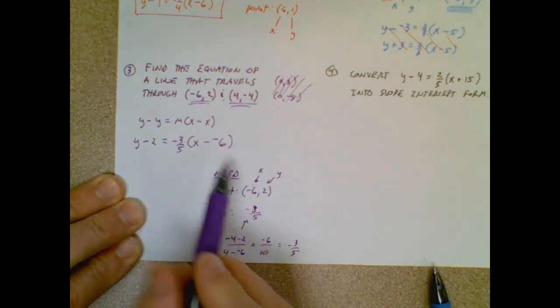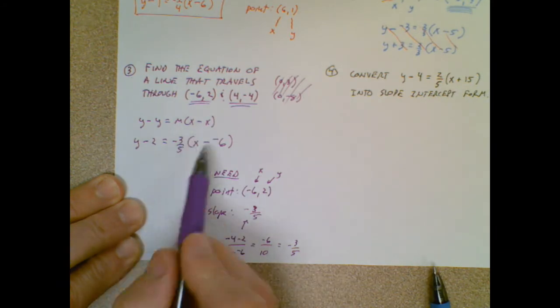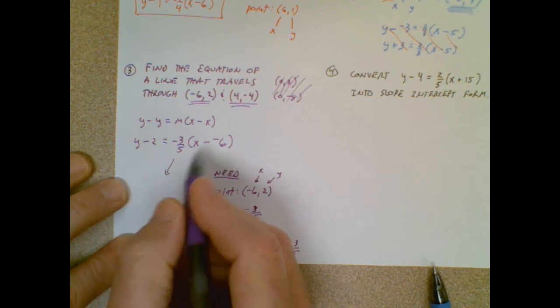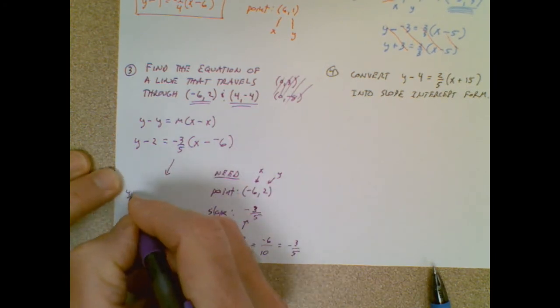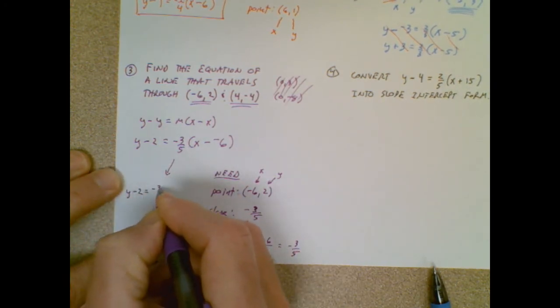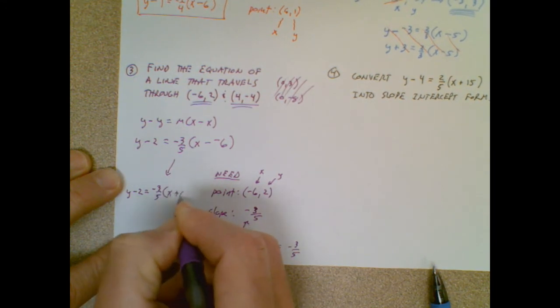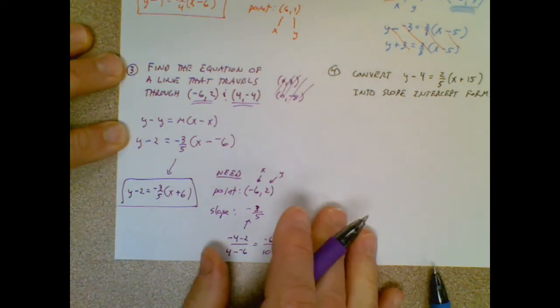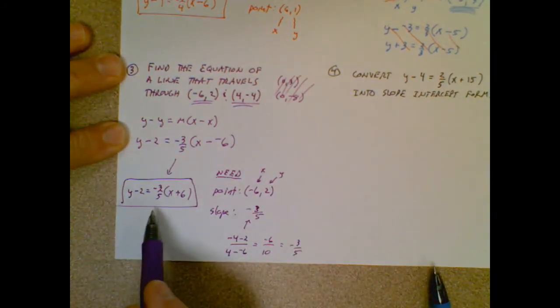Okay, there's a little tricky thing. X minus a negative 6. So a lot of times someone will take that minus a minus, which looks clunky, and turn that into a plus. And you have your final answer right there.